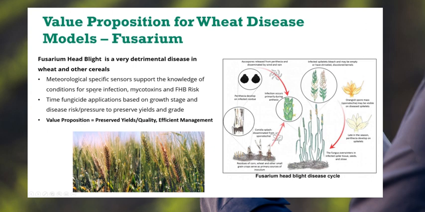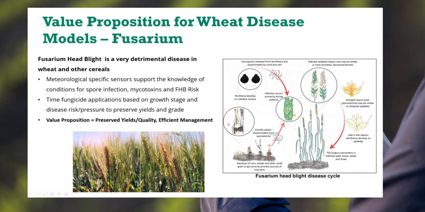Meteorological sensors and in-field sensors support the conditions for spore infection, the mycotoxins, and the FHB risk. That allows us to time fungicide applications based on the growth stage as well as the disease risk pressure, to preserve, in this case, yields and grade. So we want to know the synchrony of the crop in relation to the actual disease risk pressure, mycotoxins, and infections. What we're doing then is preserving yields and quality, which is our value proposition, and becoming efficient in the management.